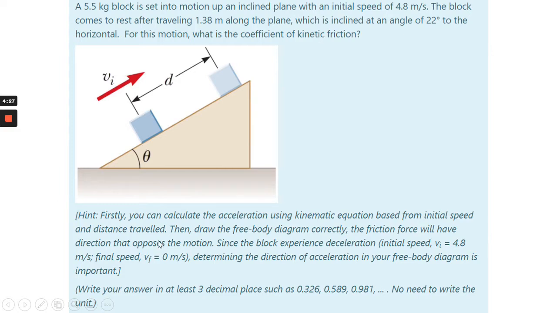Provided here is the hint. Firstly, we can calculate acceleration using a kinematics equation based on the information given. And the second piece of information is about the direction of the friction force, which opposes the motion.